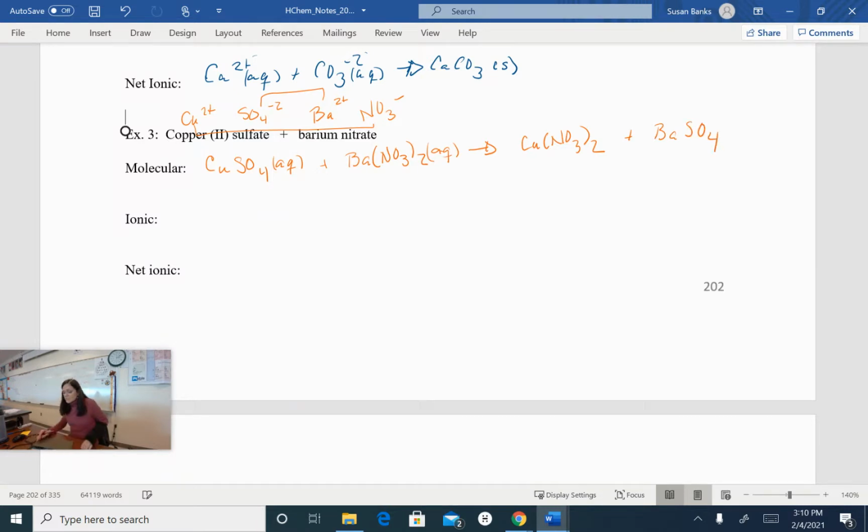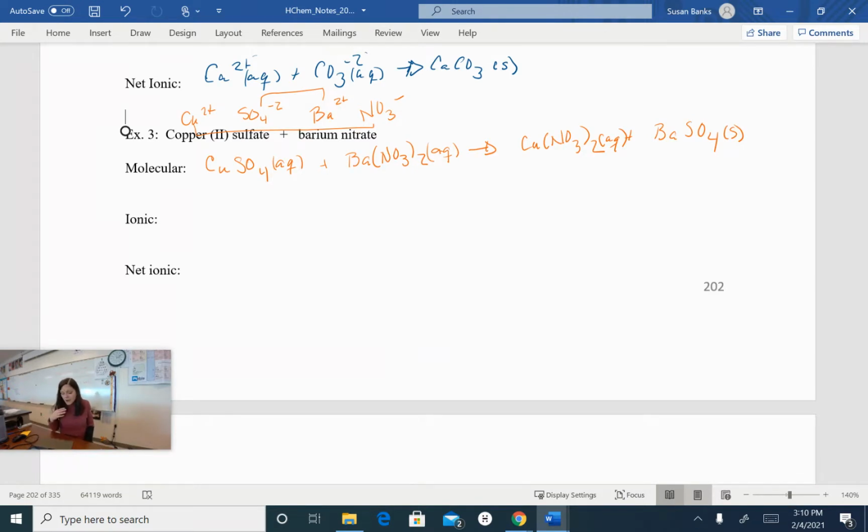Now let's decide whether these are soluble. Copper nitrate. Nitrates are soluble, no exceptions. That's the nitrate rule. Okay, sulfate. We do have a sulfate rule. They're soluble except for silver, mercury, lead, calcium, strontium, or barium. Barium is an exception, so this is going to become a solid. We would expect that to precipitate out.